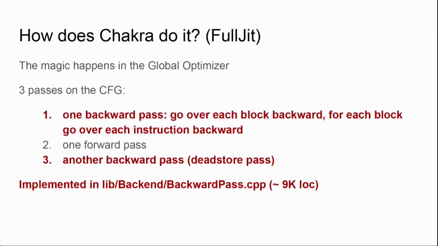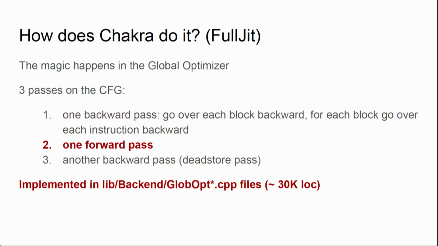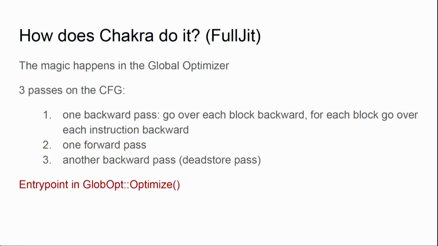The 2 backward passes, even though different, are actually implemented in the same code base, which is a bit confusing. It's about 9,000 lines of code. And the forward pass is the most interesting one, which performs most of the optimization, and it's about 30,000 lines of code. I put the file names in there if you're interested to check out on your own. And the whole thing starts in GlobOpt::Optimize. So if you want to look for the entry point, this is the function you want to look at in the code.